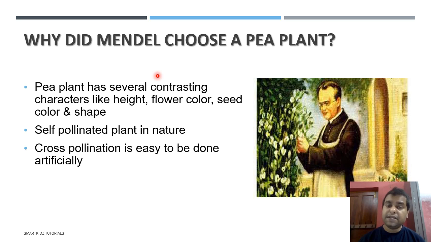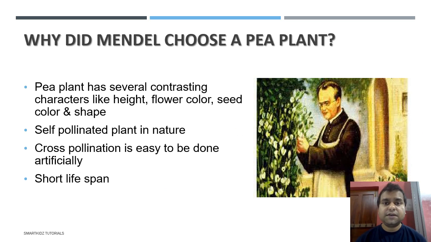But he artificially carried out pollination, wherein he transferred the pollen from the anther of plant A to the stigma of plant B. That is cross pollination between two different plants. When the pollen grain is transferred from the anther to the stigma of the same plant, it is called self pollination. So here he found that cross pollination is easy to do artificially, that is, by himself.